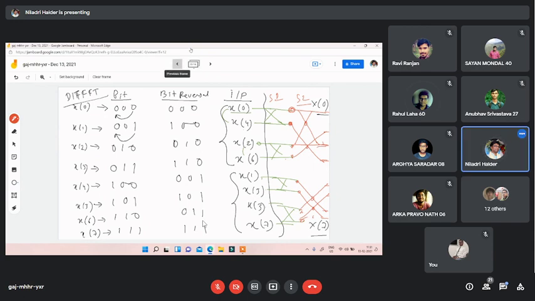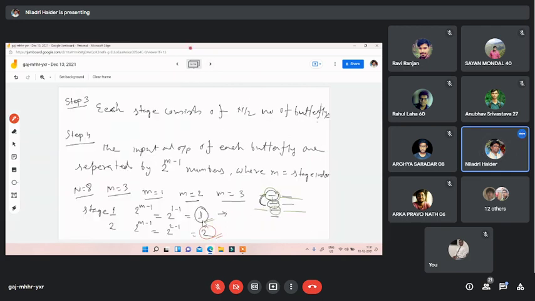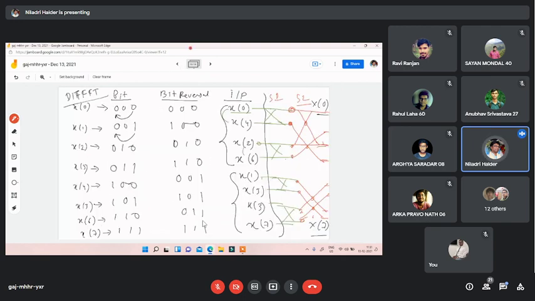Okay. So for stage 3, 2 to the power 3 minus 1 means 4. Bit separation will be 4. So for stage 3, the first bit will be connected to the first, second, third, fourth. That is the bit separation 4. So that bit will be connected to that bit to draw the butterfly, and that bit to that bit. This one will be connected to this one, and that one to that one. In that way, the total stage butterflies have to be drawn. Clear or not?